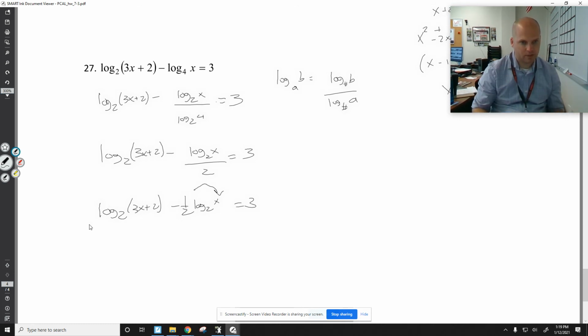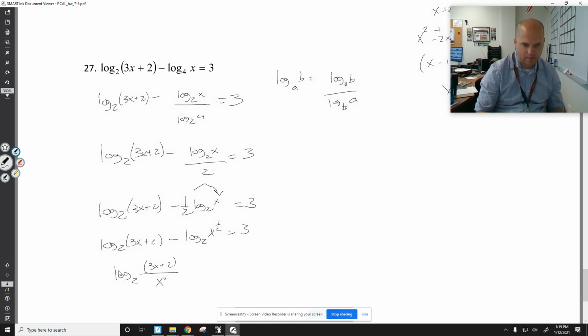Maybe my cursor will come back soon. Log base 2 of 3x plus 2 minus log base 2 of x to the 1/2 equals 3. Rewrite this: log base 2 of 3x plus 2 in the numerator divided by x to the 1/2 in the denominator. That's using log properties, equals 3.